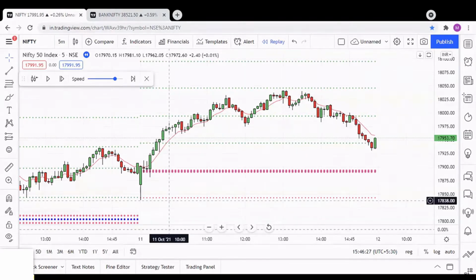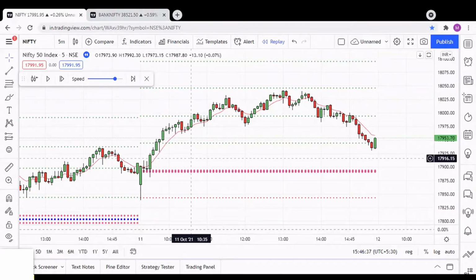Today we are going to see the end of the day chart analysis for Nifty and Bank Nifty on 12th of October 2021. First, let's look at the Nifty chart and mark the important supports and resistance on the Nifty chart.